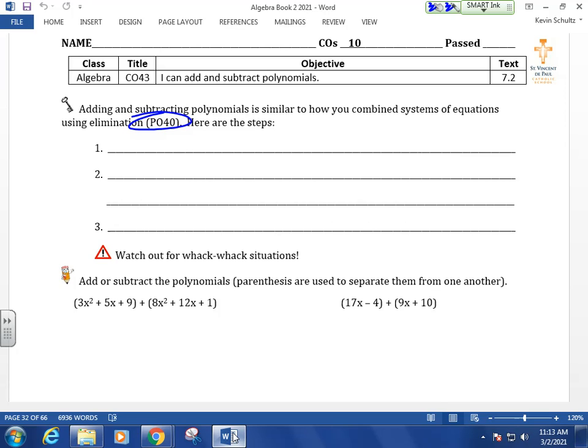But step one, we want to make sure and write each expression in standard form. Standard form is important here because we're going to be combining like terms, and standard form very specifically spells out your powers from greatest to least. Everything is right there for you. So each expression in standard form.